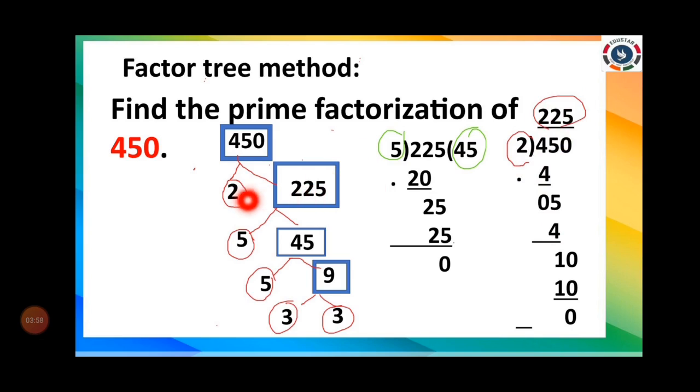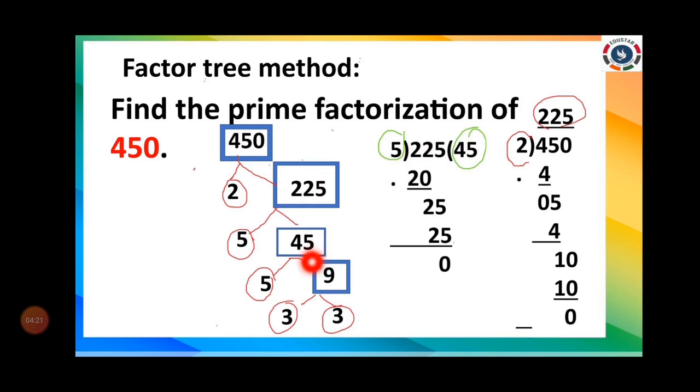Okay. So 2 is the prime factor and 225 is the composite number. Now, what is the last digit? 5 is there, so it is divisible by 5. Divide the value again. Write 5 as the prime factor, and the quotient 45 you want to write.